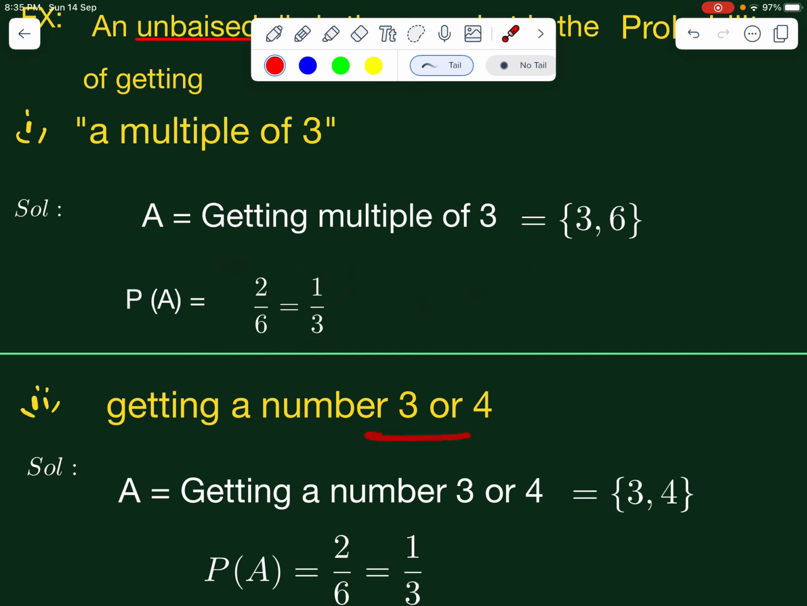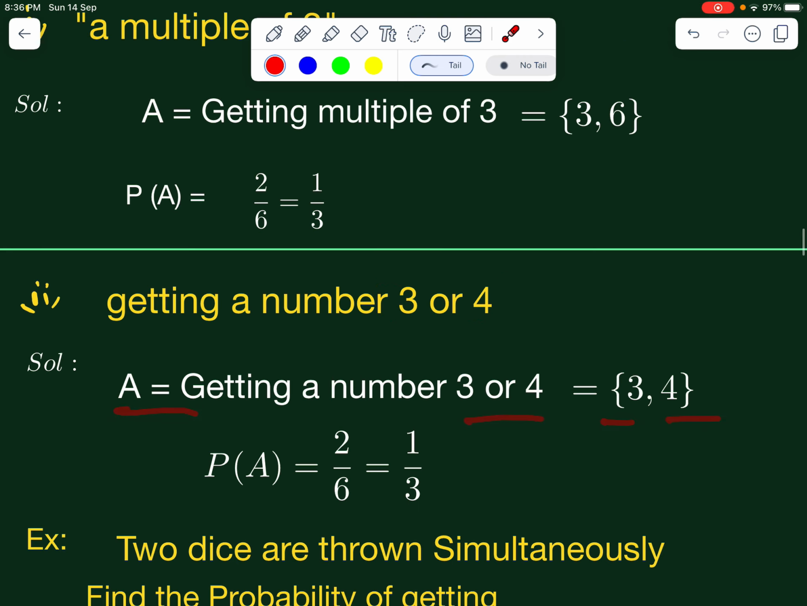Getting a number 3 or 4. Therefore, A is getting a 3 or 4. 3 and 4. Therefore, answer is 2 by 6.